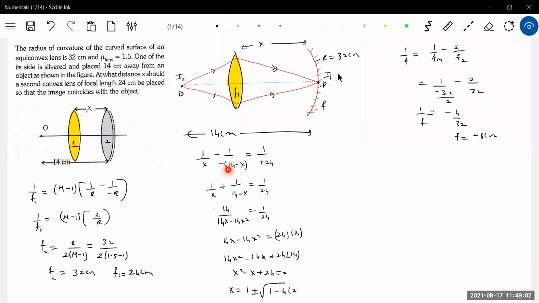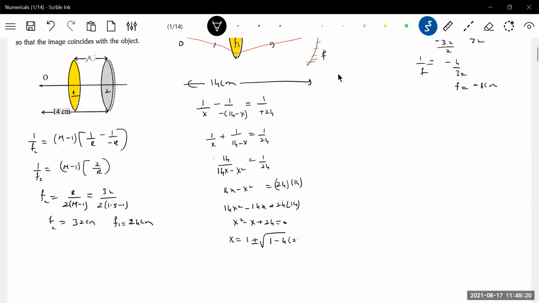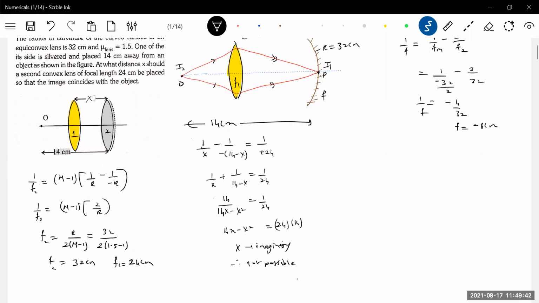Sir, actually it is 14x minus x square. We'll check it. Then also I think same. Yes, sir, still it is imaginary. Not possible. So what is the next alternative? x will be imaginary. Therefore not possible. So what to do now?